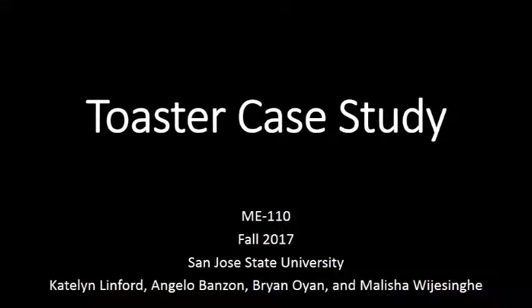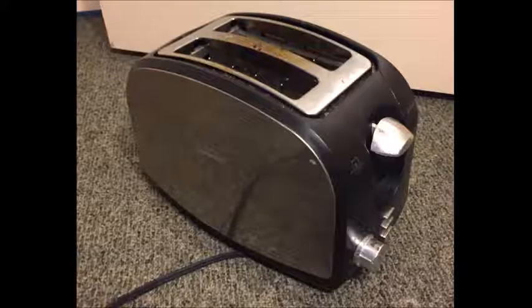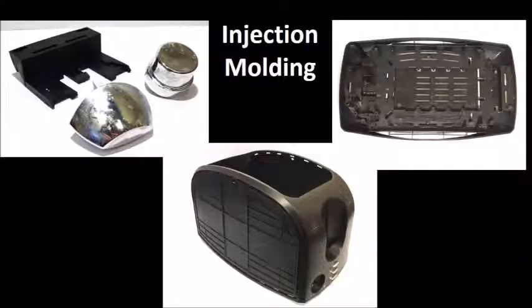For our case study, we took apart a 2-slice toaster and labeled the manufacturing processes that were used to make the key components. The manufacturing process that was used to make the plastic parts of our product is injection molding. Injection molding was best for making all of these parts because this process is good for making detailed parts and parts with thin walls, and it has a high production rate.